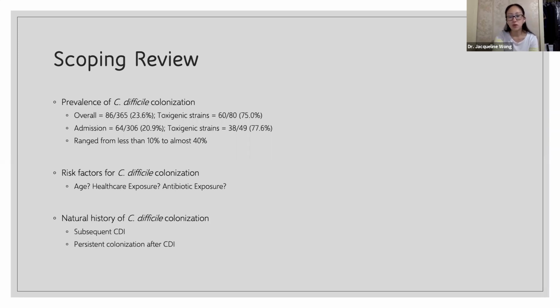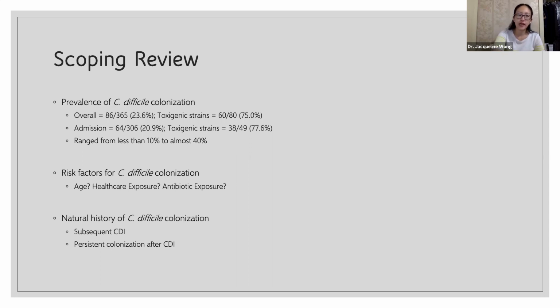And then lastly, there was one study that looked at the natural history of patients who were colonized by following them on a weekly basis. And there were 2 studies that looked at how long or how frequently C. difficile was detected in someone's stools after they were diagnosed with CDI. But again, these are very small numbers.